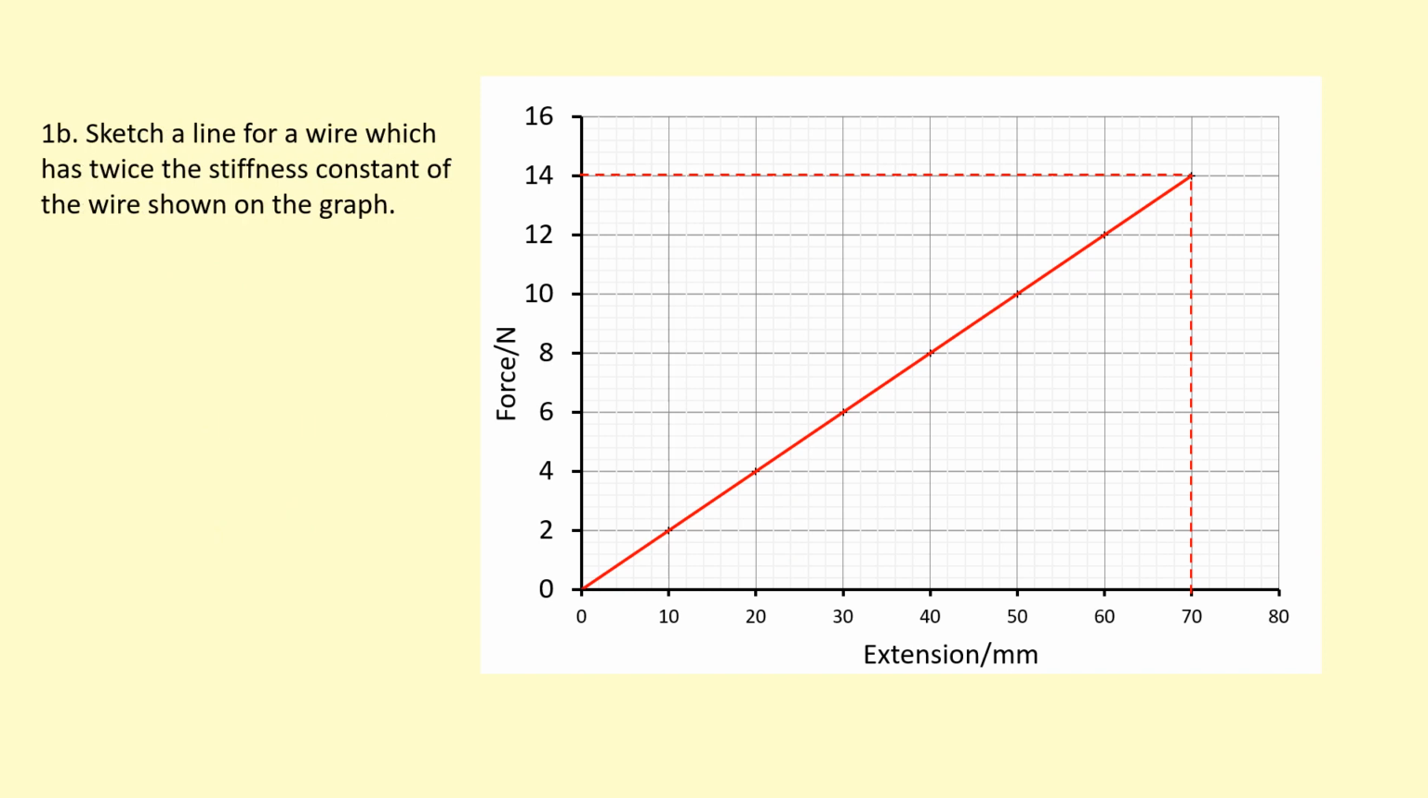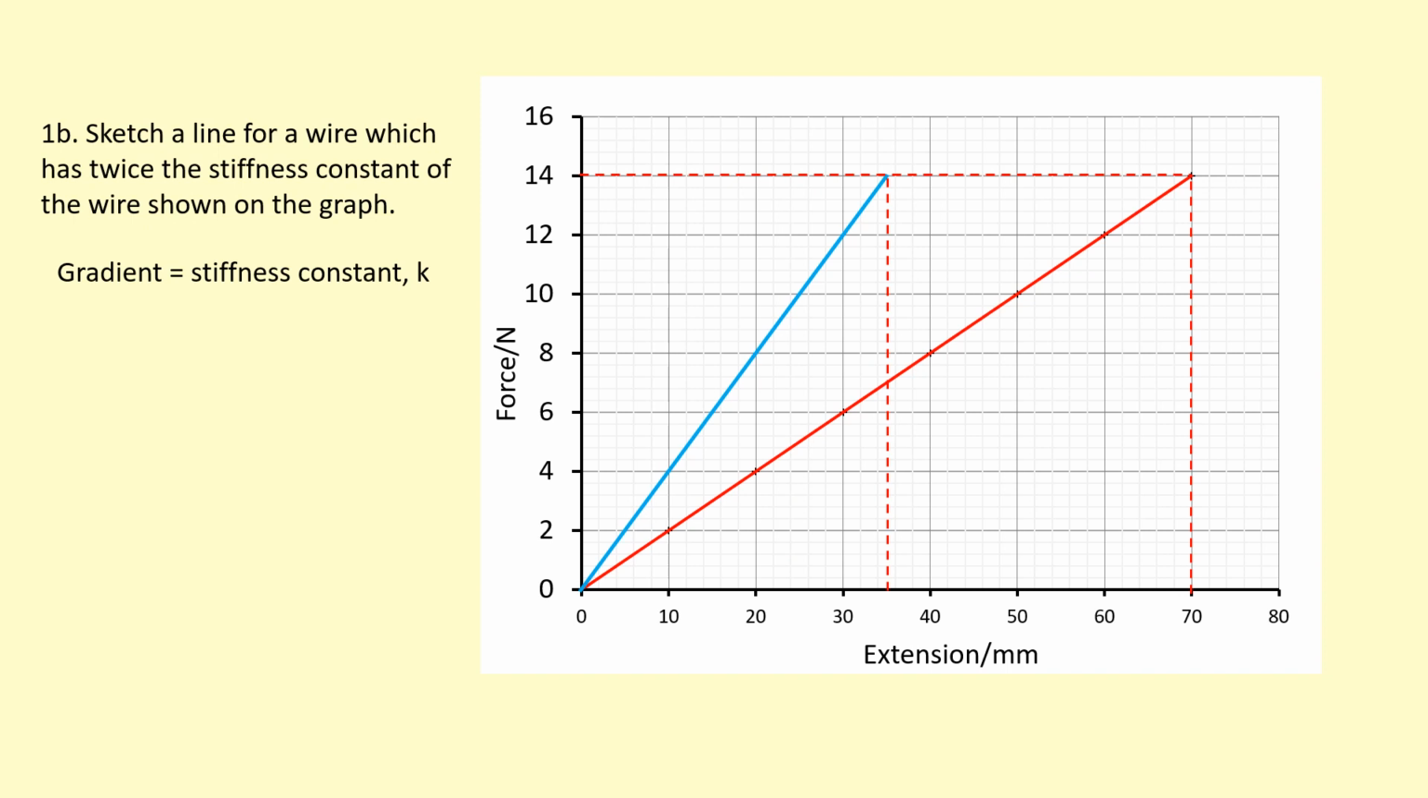Okay, sketch a line for a wire which has twice the stiffness constant of the wire shown on the graph. If it's got twice the stiffness constant, for the same force, let's say 14 newtons, we'll get half the extension. So the gradient should be double the stiffness. It should be twice as steep.